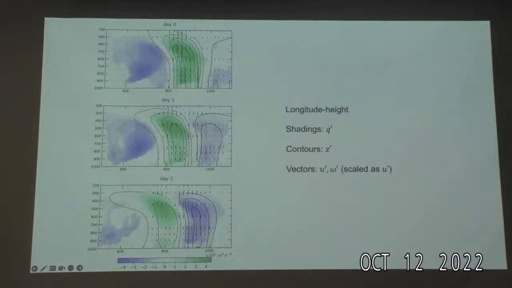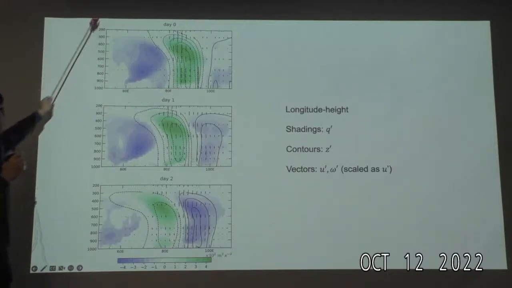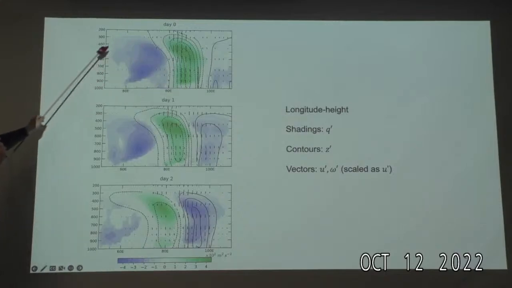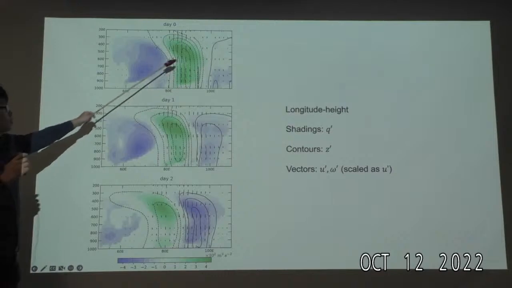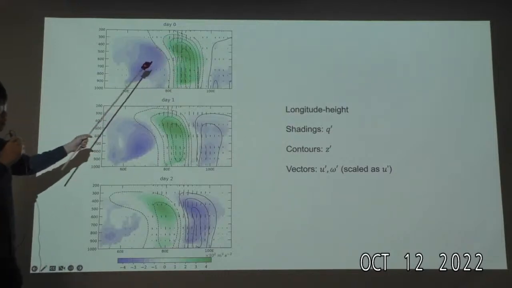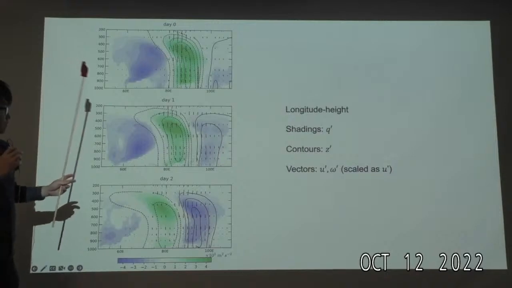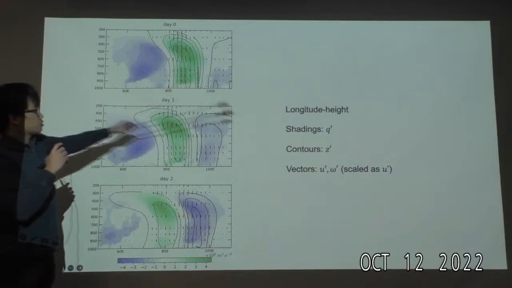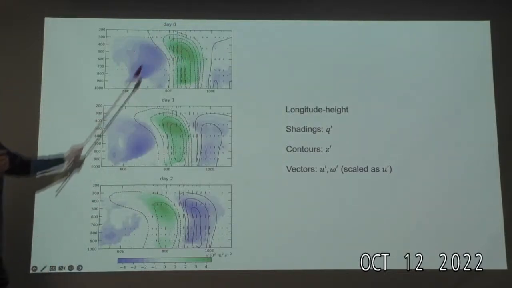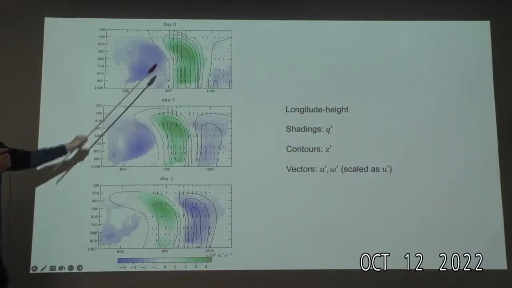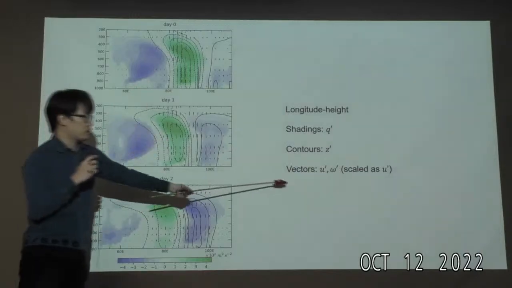So, like I just said, there might be an upright structure in our system, so why don't we look at the vertical cross sections? These plots are showing the longitude-height vertical cross section of the system. This is the moisture, the specific humidity, which is Q, showing as the shadings here, from day 0 to day 2. And the contours are showing the geopotential height. The vectors are showing the zonal wind and the vertical wind.